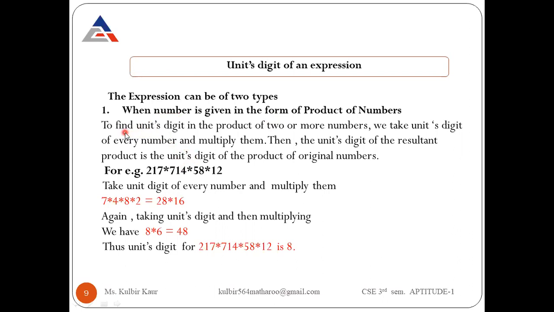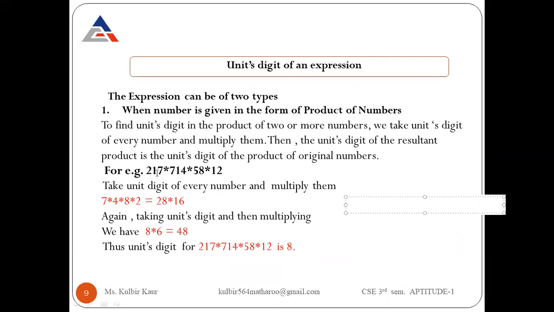First of all, to find the unit digit in the product of two or more numbers, we take the unit digit of every number and multiply them. After the multiplication of these unit digits, you will get the unit digit of the given expression. So let us understand this definition with the help of an example. Suppose we are given this linear expression: 217 into 714 into 58 into 2.